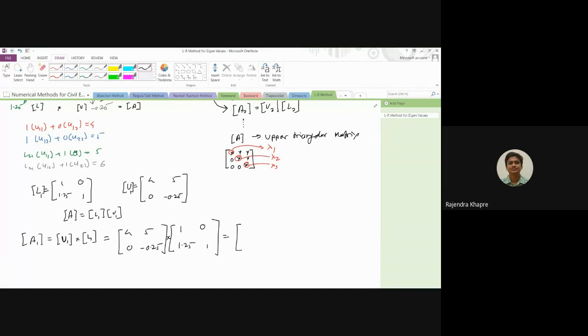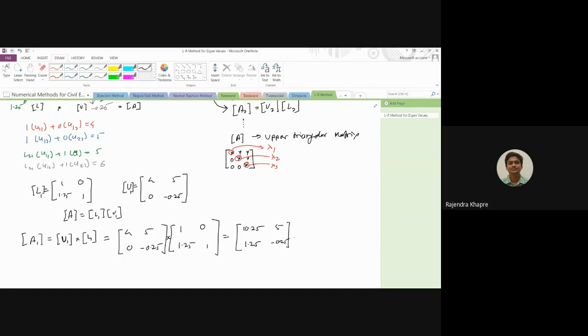10.25. Okay, so this is 10.25. Okay, then this value should be 5. Am I right? Okay, then this should be 1.25, I suppose. Okay, and this should be minus 0.25. I don't need calculator for this. Have I done anything wrong? Is it okay?